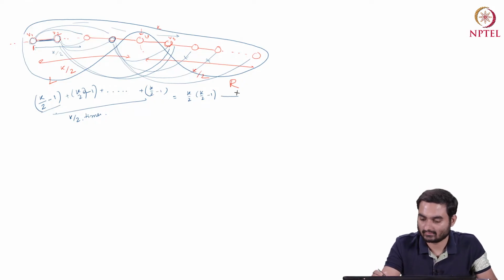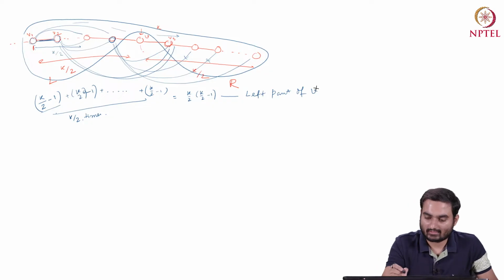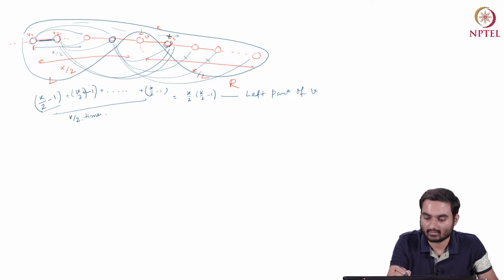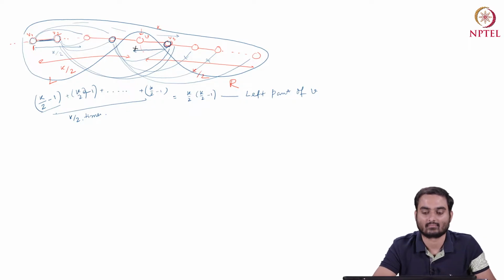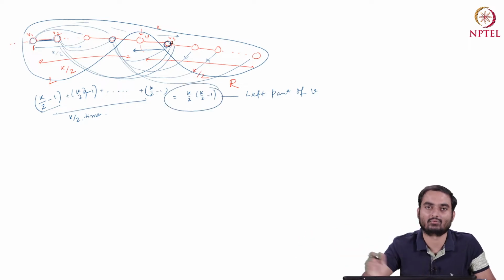Okay, so this number of edges are basically considered with respect to the left part of V. What about the right part? So let's look at V3. V3 is the immediate right neighbor of V. If you think carefully, V3 is also connected to k by 2 nodes in the left side of it, and all these k by 2 nodes have already been considered before while calculating this part. So only V3's right part will be considered.